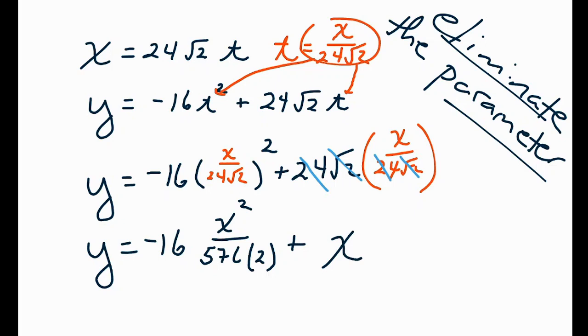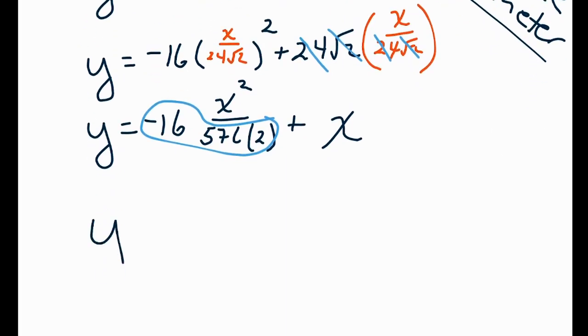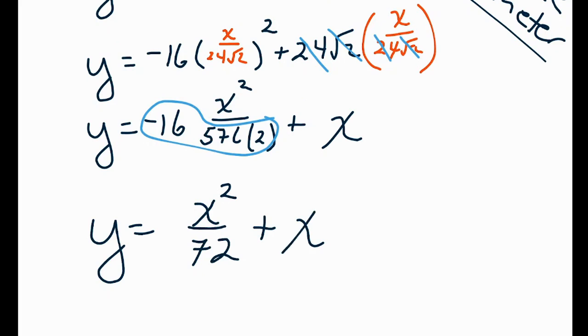Simplify it a little bit more. We're talking about multiplying and dividing these numbers. You're basically going to end up with 1 over 72. 1 over 72, though, it's just going to look like negative x squared over 72 plus x. That looks a lot like the equation that we started with.